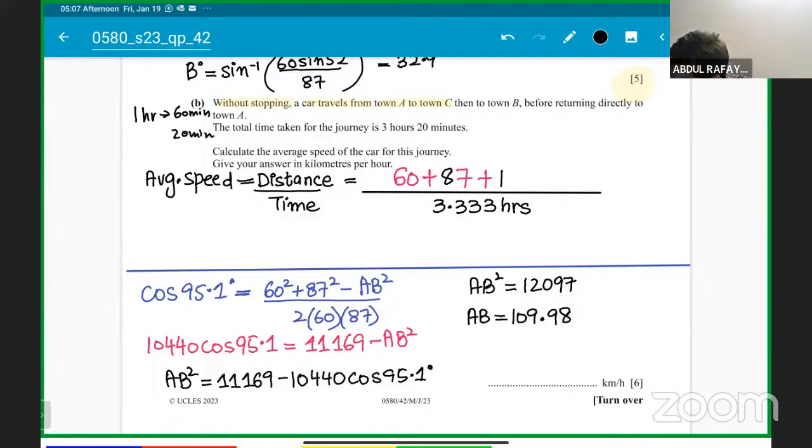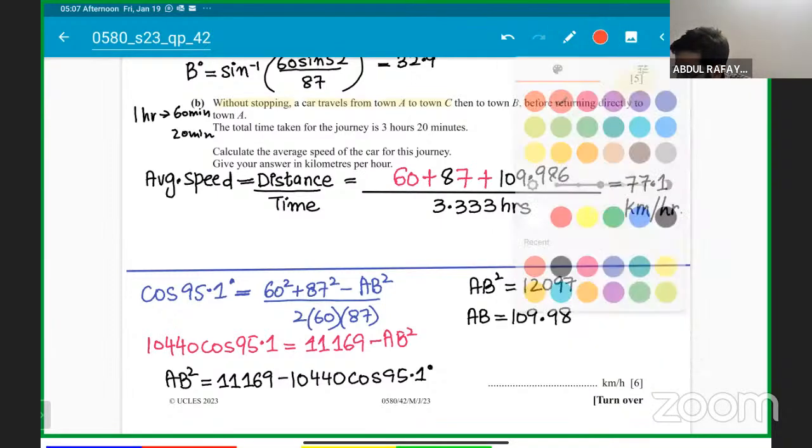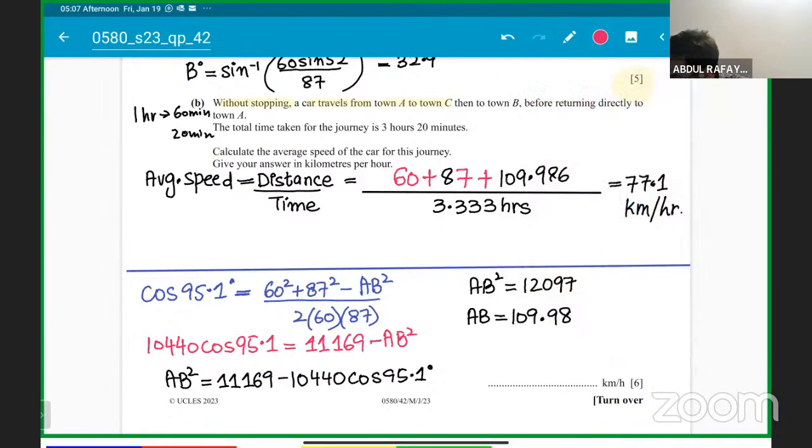Okay, everyone there, 109.986 added up with 60 plus 87, divided by 3.33 hours. We are getting exactly, students, the average speed as 77.1 kilometer per hour. Everyone got this clear? So make sure complete working and then the final answer by doing that. This is neat and clean working. I've done cos separately, and whatever AB I got, I put it with the other values and added them and got the kilometer per hour.